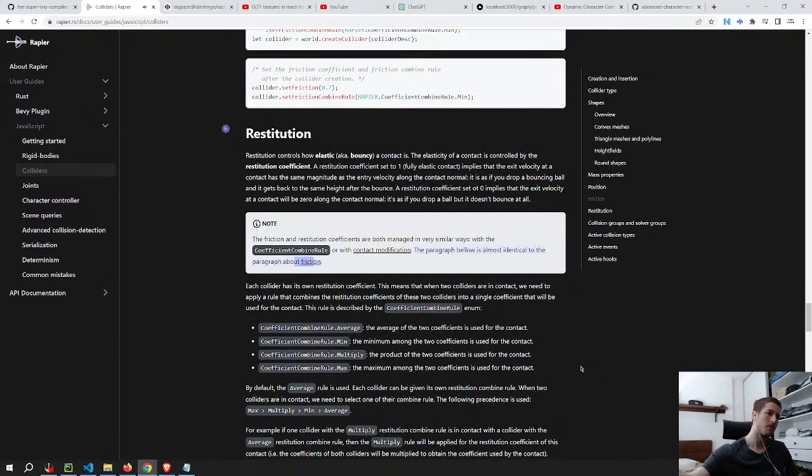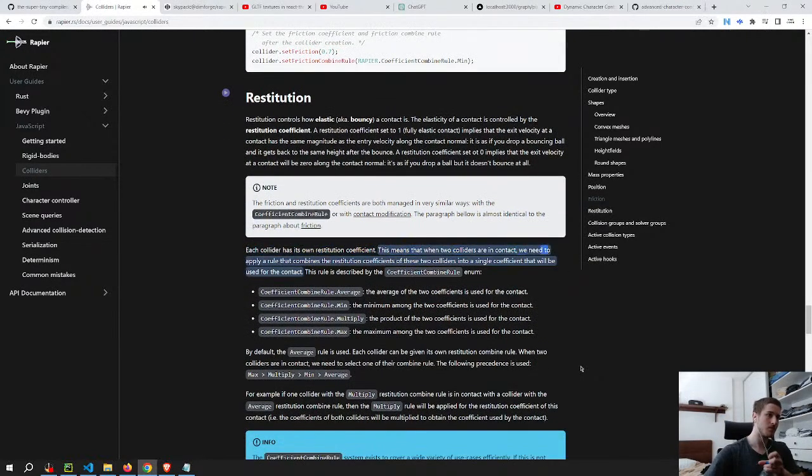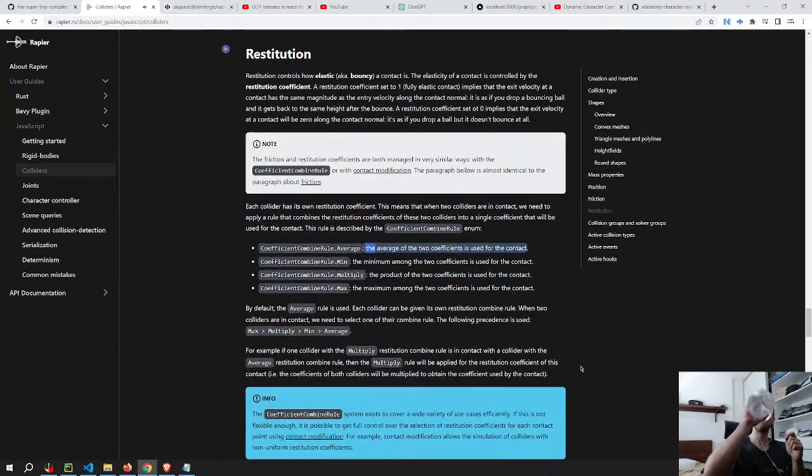The paragraph below is almost identical to the paragraph about friction. Each collider has its own restitution coefficient. This means that when two colliders are in contact, we need to apply a rule that combines the restitution coefficients of these two colliders into a single coefficient that will be used for contact. This rule is described by CoefficientCombineRule. CoefficientCombineRule.Average: the average of the two coefficients is used for contact.